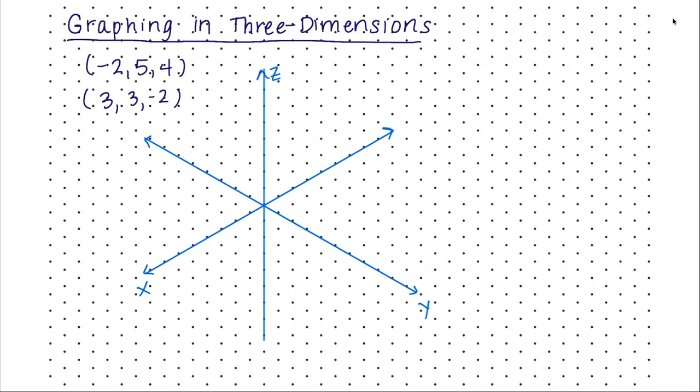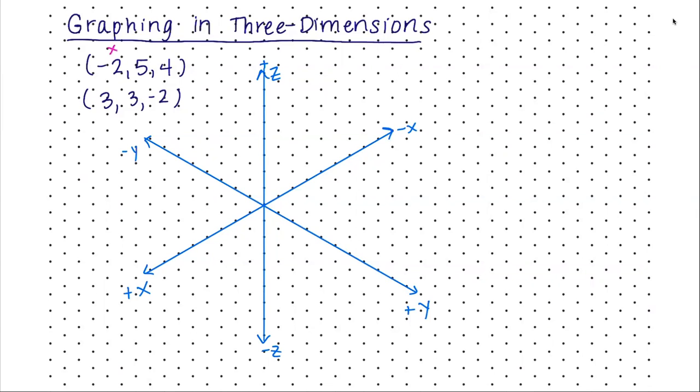Okay, so there is Z. If it helps you to navigate, you can say this is the positive end of X, this is the negative end of X, this is the positive end of Y, the negative end of Y, positive Z, and the negative Z. It is kind of tricky to look at, especially with so many dots and so many lines. Let's go ahead and try graphing this first point, -2.